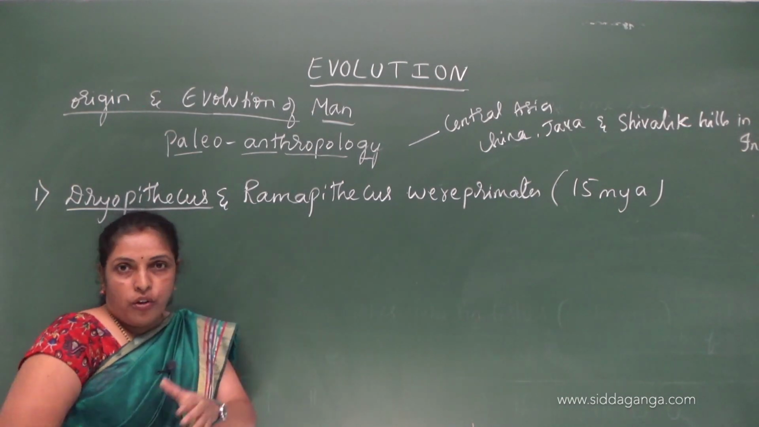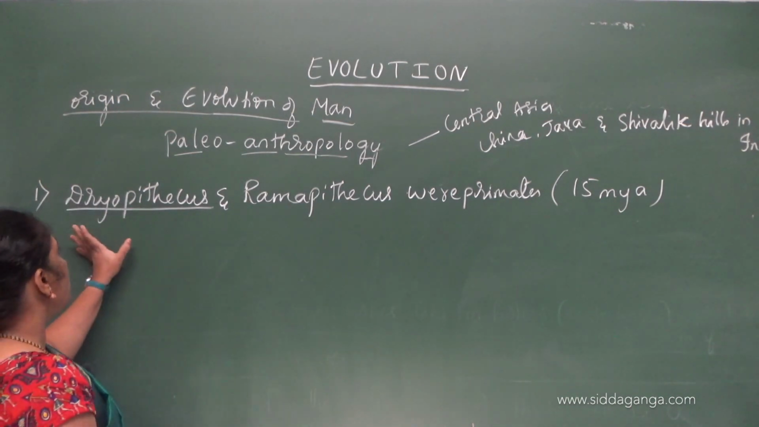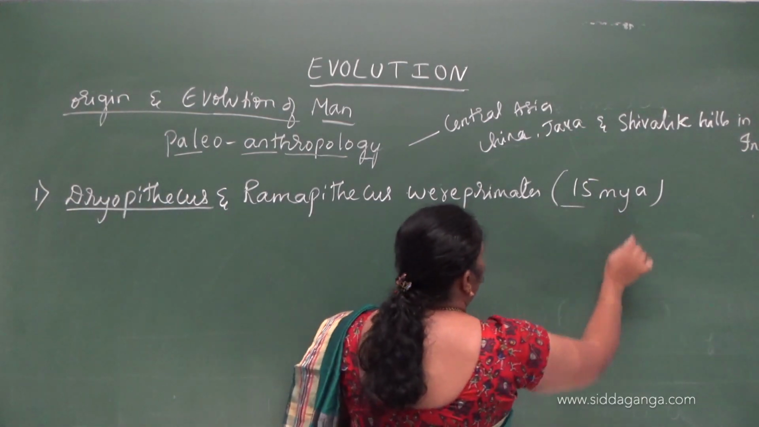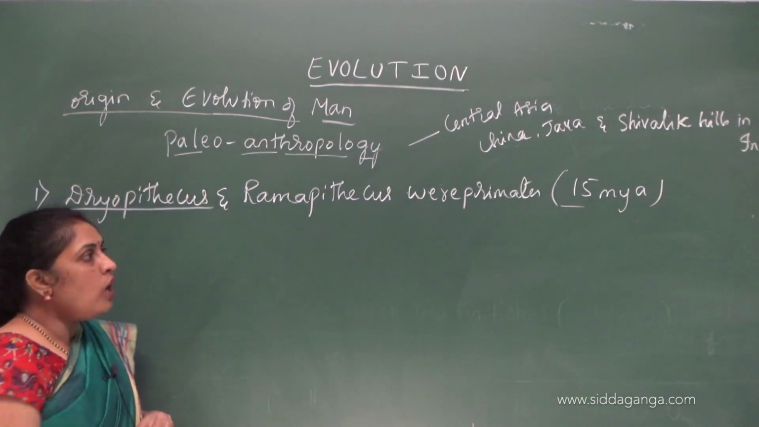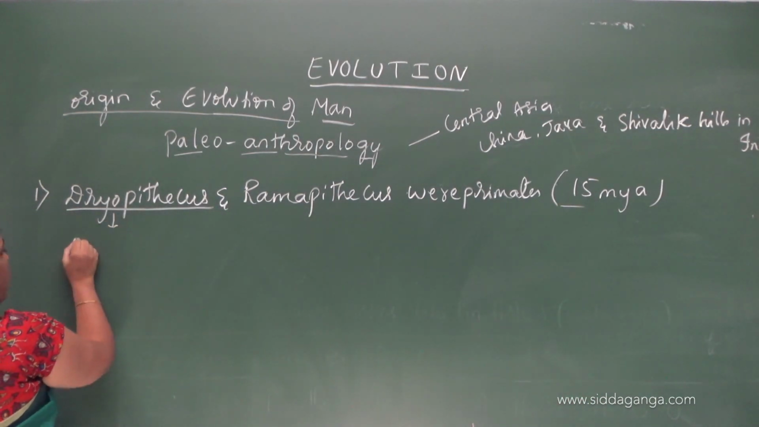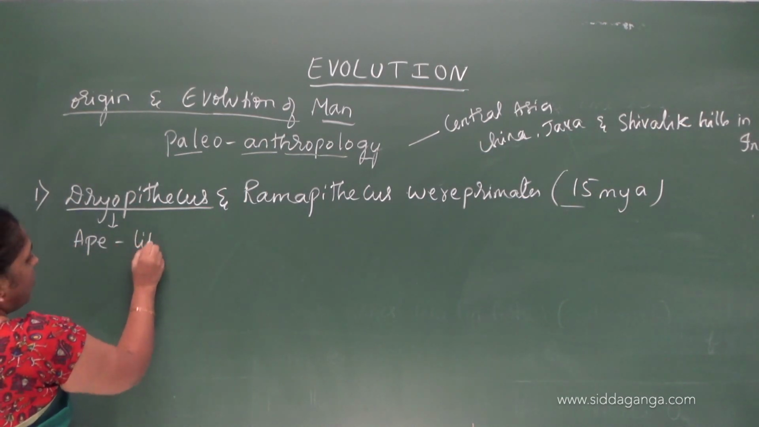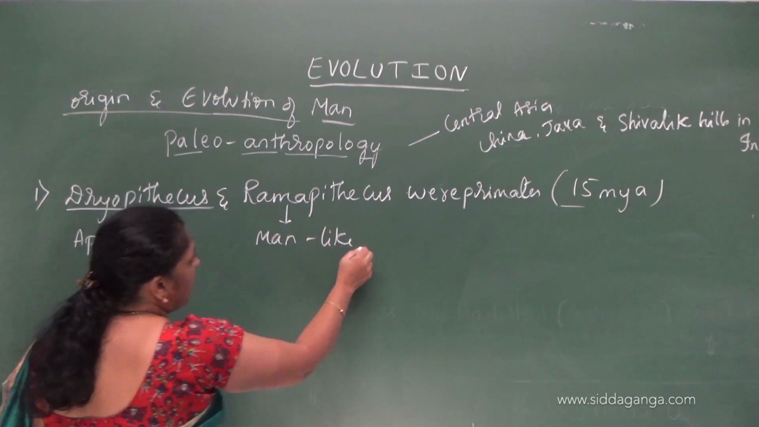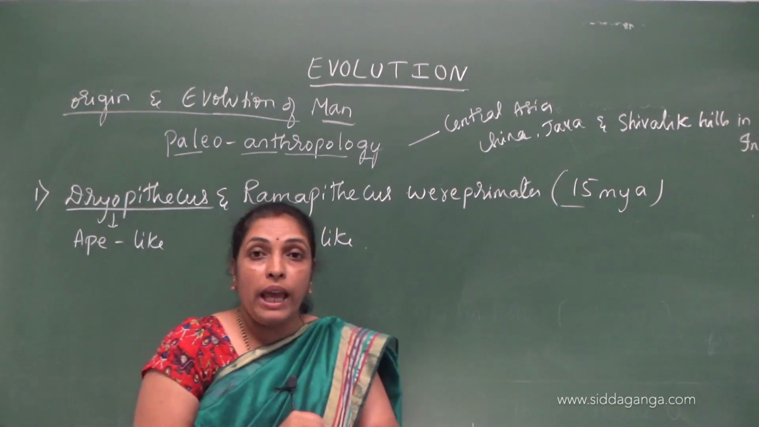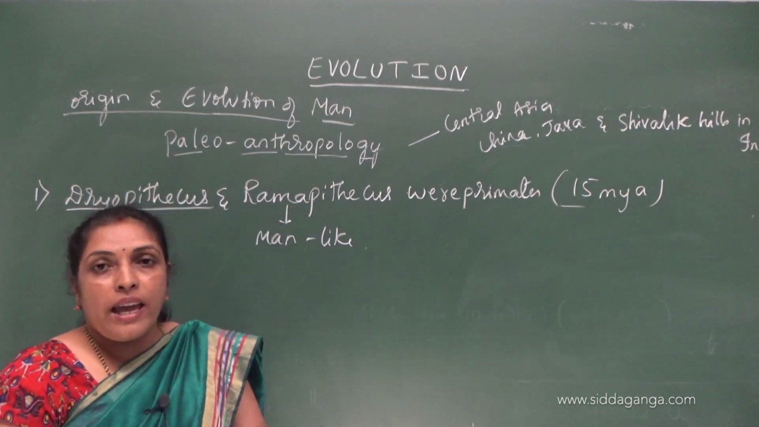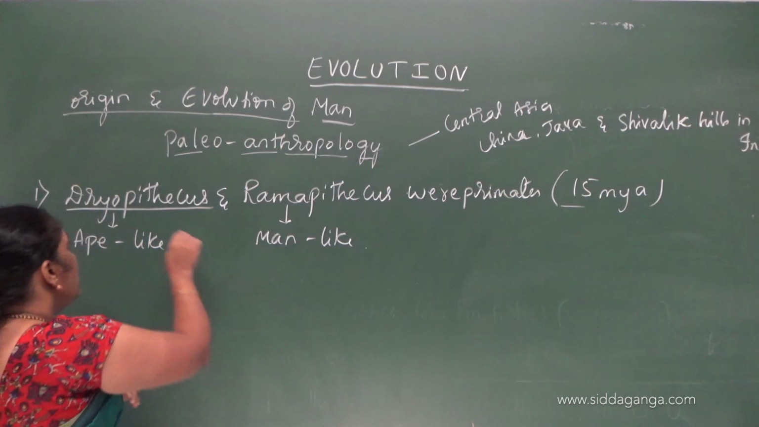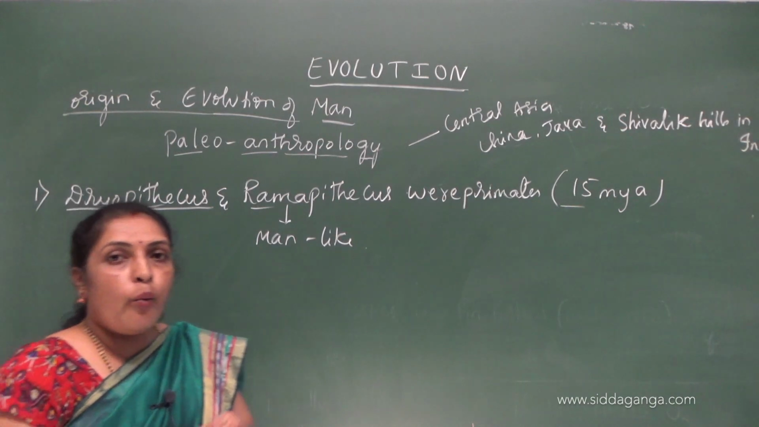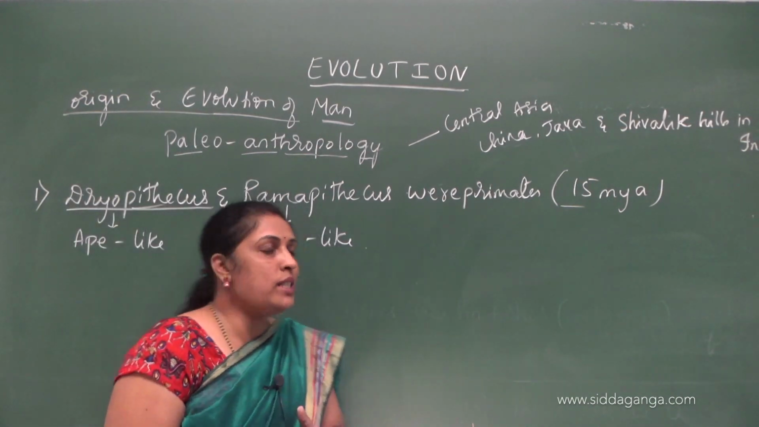So according to that fossil study, the first stage was Dryopithecus and Ramapithecus, primates that lived nearly 15 million years ago. Dryopithecus were more ape-like, whereas Ramapithecus were more man-like. They have hair on their body and they walk like gorillas and chimpanzees.